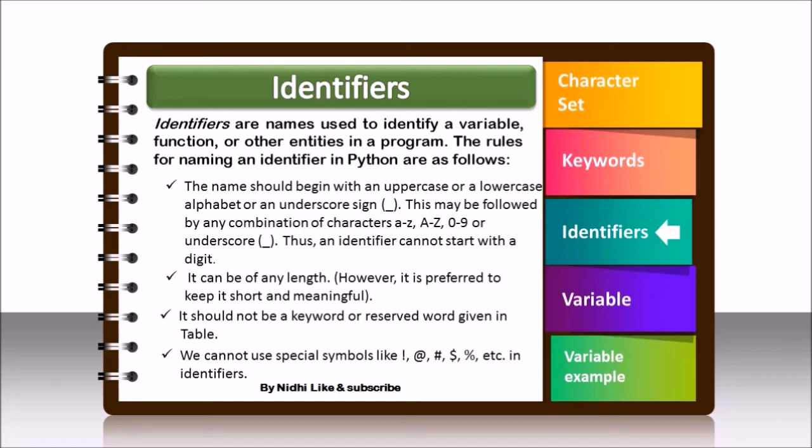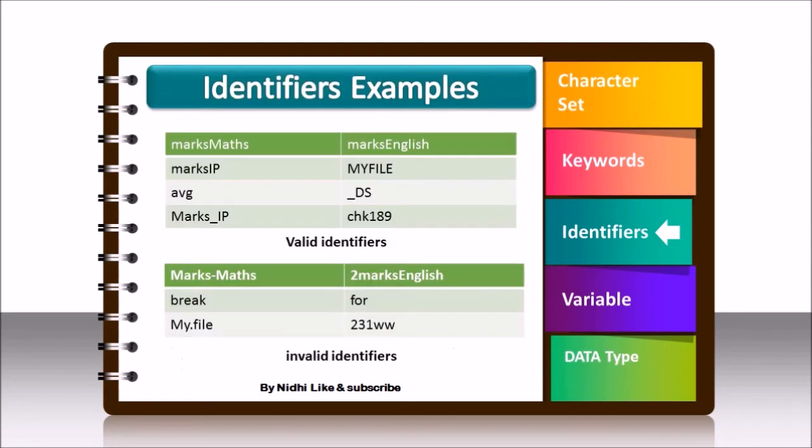It should not be a keyword or reserved word given in the table, the table that we have seen in the previous window. Also, we cannot use special symbols like exclamation mark, at the rate, hash, dollar, percentage, etc. in identifiers. So these symbols are restricted in identifiers. Let's see some examples of valid and invalid identifiers. In this first table, the names that are given are all valid.